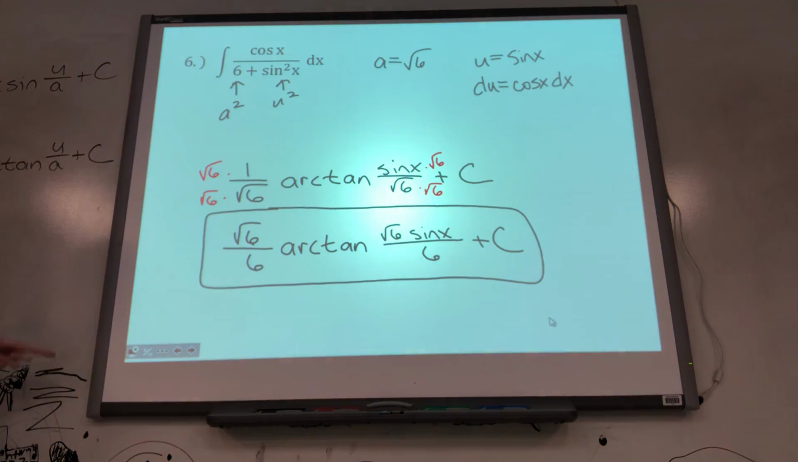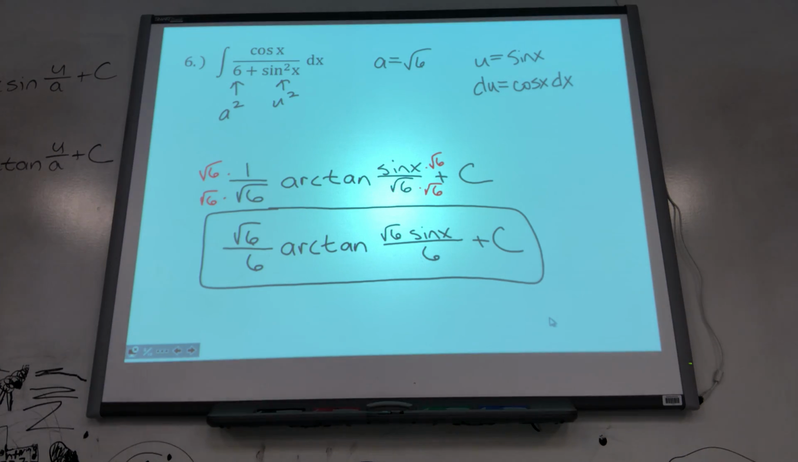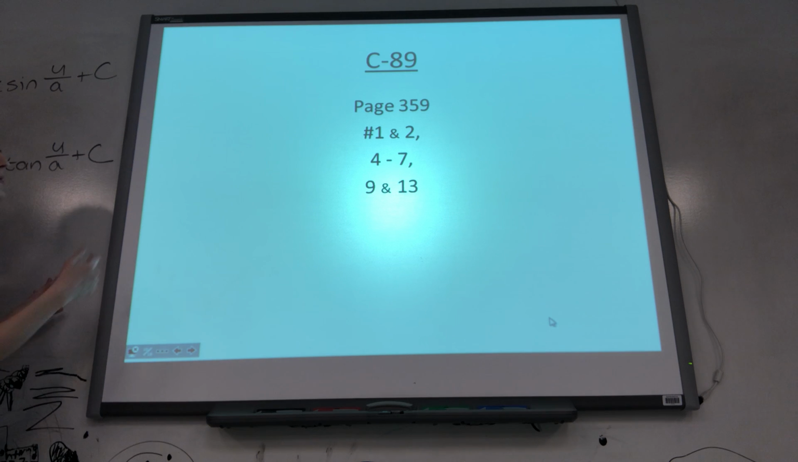Okay, to get A and to get U, it's like taking the square root of both of those terms. Any questions on that? All right, so homework I don't think usually takes too much time here.